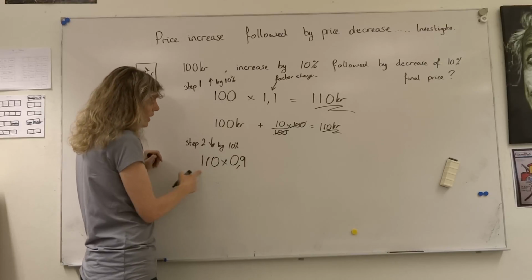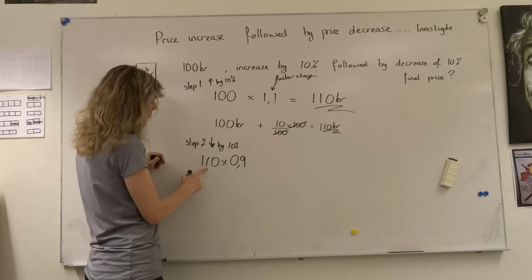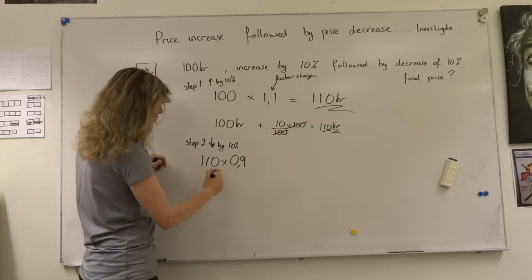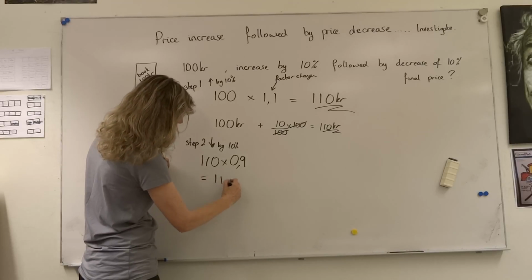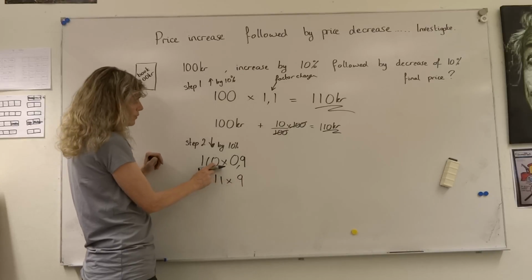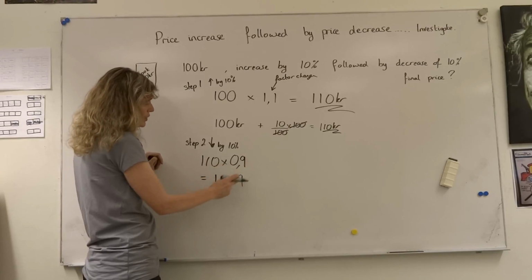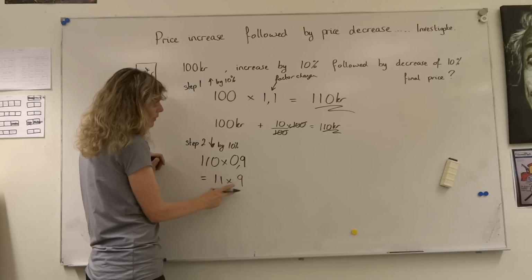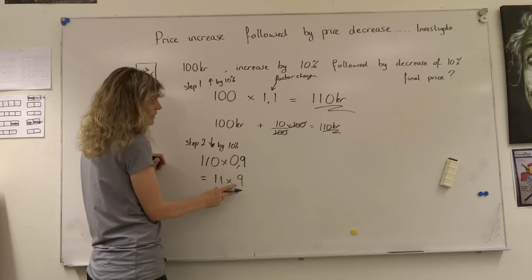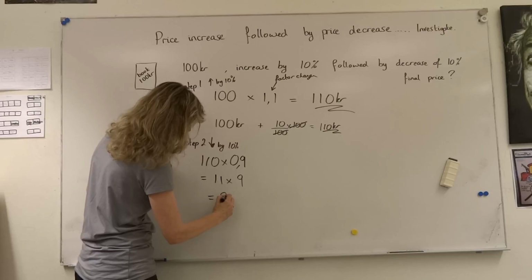Okay, so how do we do that? Well, we can just multiply. 110 times 0.9 is the same as 11 times 9. Move the decimal point this way, and so we get 110 times 0.9 is the same as 11 nines, which is 99.